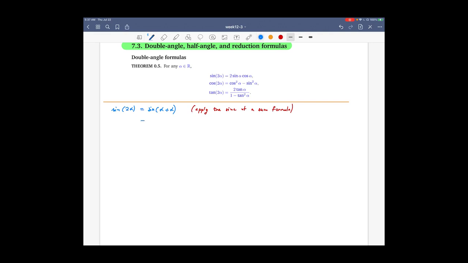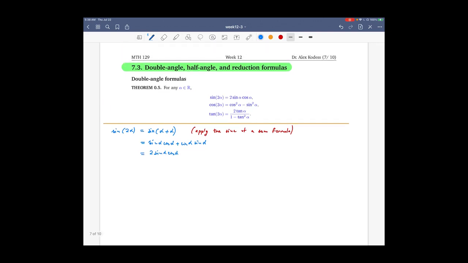So that'll be sine alpha cosine alpha plus cosine of the second argument, sine of the first argument, which is of course 2 sine alpha cosine alpha. That is a very useful formula, simple but useful.